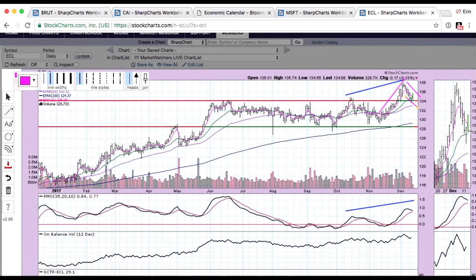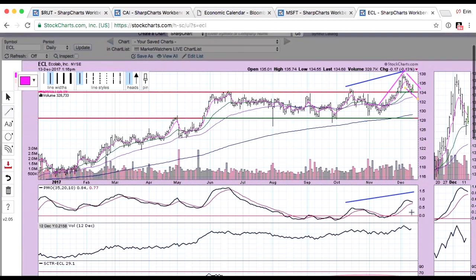The 5 is above the 20, the 20 is above the 50, the 50 is above the 200. So all of those look good. Look at the margin between the 50 and the 200. This has been in a nice bull market configuration for quite a while. The 50 crossed above that 200 a while back. So despite seeing this turnover of the PMO, I would still buy this.